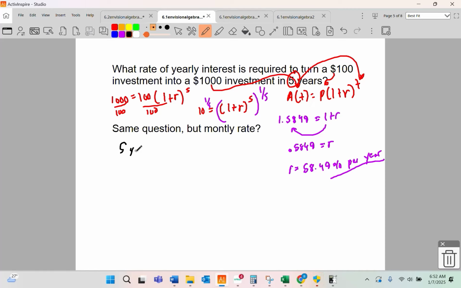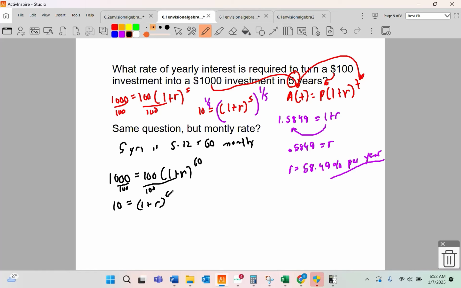So 5 years is 5 times 12, 60 months. So this thing's going to start off an awful lot the same. We want 1,000. We start with 100. But this time, the time frame is not 5, it's 60. So a lot of the same steps. We divide out the 100. And then we have 1 plus r to the 60th. And the opposite of the 60th power has to be the 1/60th power. And we're going to take away 1.